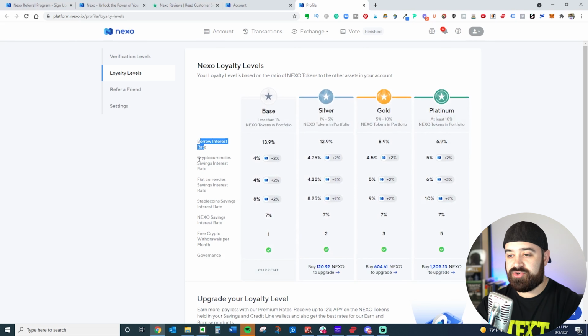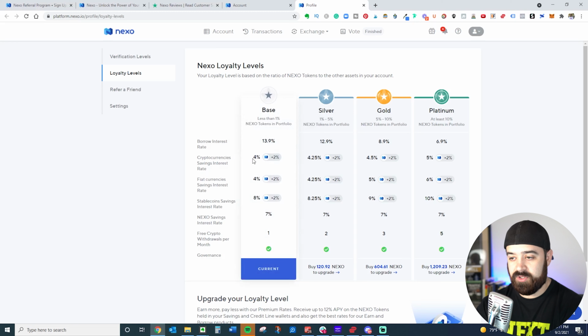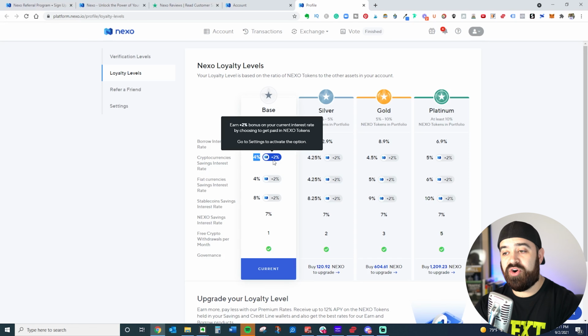So that's the borrow interest rate. The cryptocurrency saving interest rate. So these are on things like a Bitcoin, Ethereum, non-stable coins, how much interest you'll get on those. So if you're at this base level, you'll get 4% guaranteed interest rate for whatever cryptocurrency you put in. You can also earn 6%. You can earn 2% more if you decide to collect your interest in Nexo tokens.